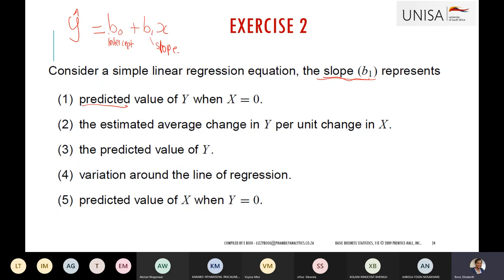And I see some answers. It's option number two. Yes, it's option number two because this is our intercept. That is not correct. Total regression is R squared, and it does not predict the value of Y because you need both the intercept and the slope to predict the value of Y. So only number two is the correct one. It is the estimated average change in Y per unit change in X.